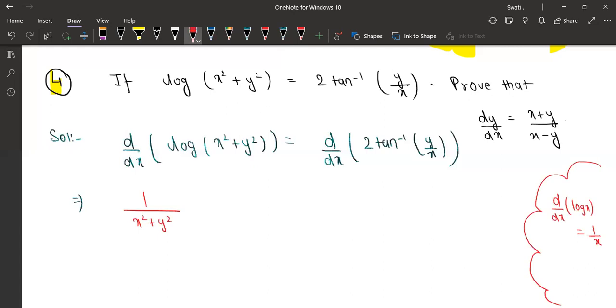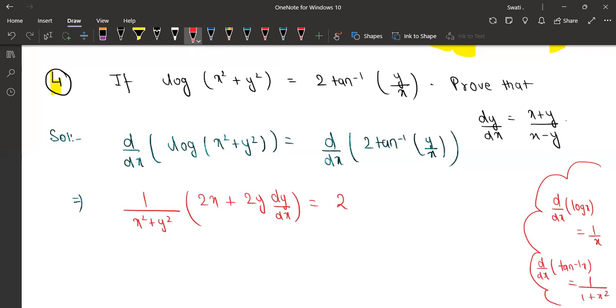And of course, by chain rule, we have to do the derivative of x square plus y square as well. So the derivative of x square will become 2x and the derivative of y square will become 2y, and again by chain rule, it will become dy/dx, right? Is equal to, here I can take this 2 outside, and I have to do the derivative of tan inverse (y upon x). Again, we are going to use a formula: the derivative of tan inverse x is 1 upon 1 plus x squared.